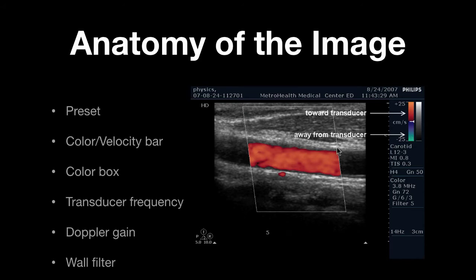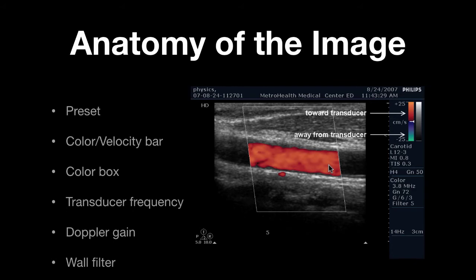You've got your color box here. It's within this box that the Doppler interrogation occurs. So you want to make sure that you have an appropriate sized box that's appropriately placed on the screen. You've got your transducer frequency. Remember, you want to use the highest frequency that'll allow you penetration to your target structure, keeping in mind that if you do experience aliasing that is difficult to correct by changing your pulse repetition frequency, you may need to decrease the transducer frequency. You've got your Doppler gain.